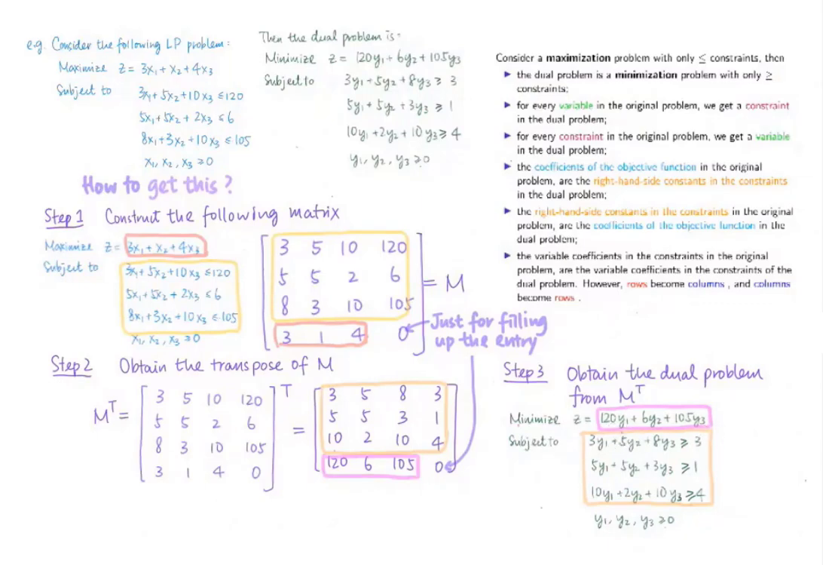Please also notice that instead of naming the variables x1, x2, and so on, we have new names for the variables of the dual problem. Here we use y1, y2, and so on. The reason is that they are different from the variables in the original linear programming problem. Therefore, after performing step 3, we obtained the corresponding dual problem as follows. And this dual problem is again a linear programming problem, and it is a minimization problem with constraints having the greater than or equals symbol.